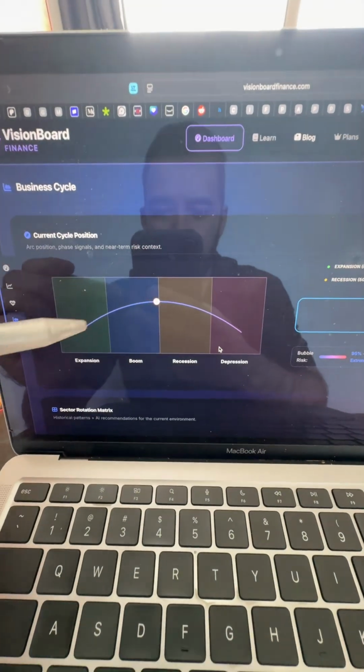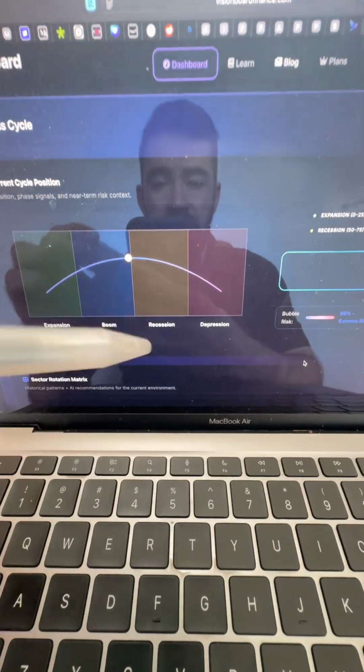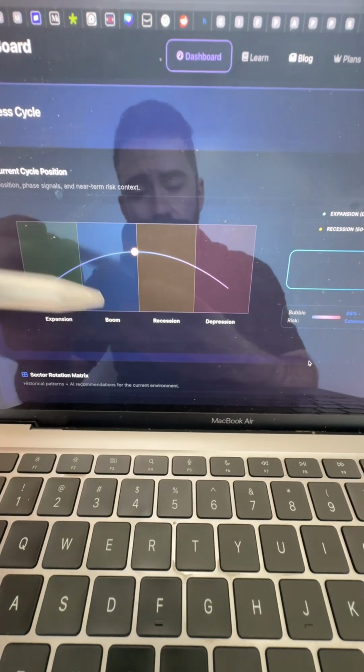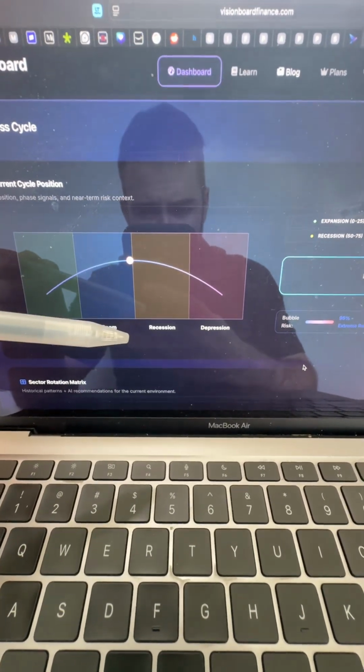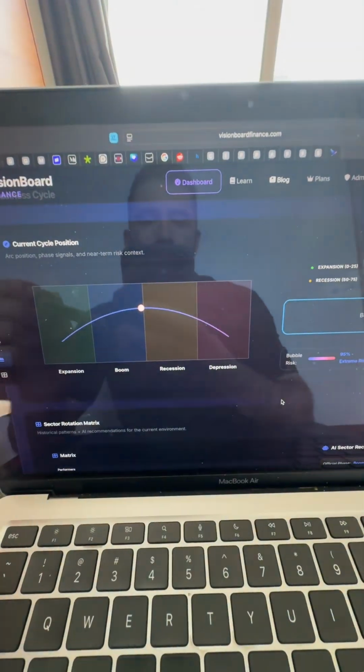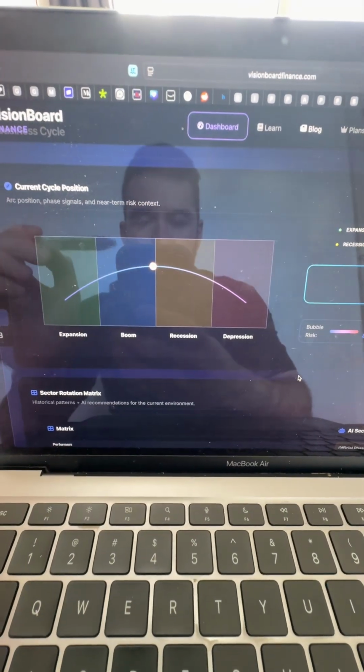Hey Goldie, what is sector rotation and how does it actually work? How can we know what to invest in now and what to invest in next, even before the headlines move? Well, sector rotation is very easy to understand.